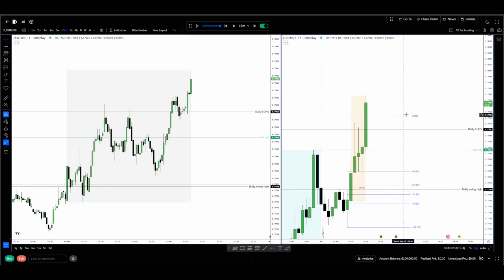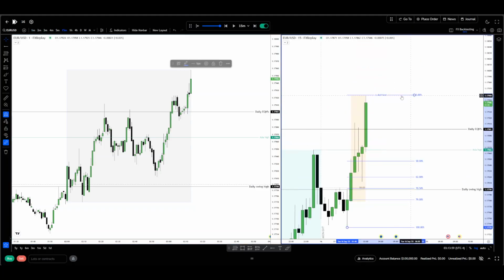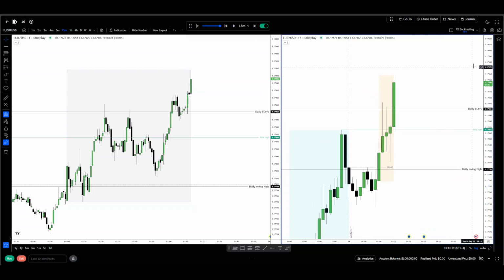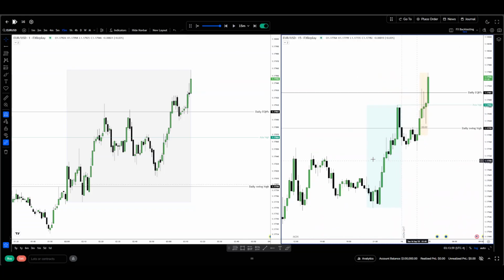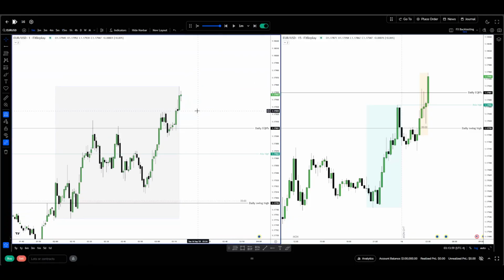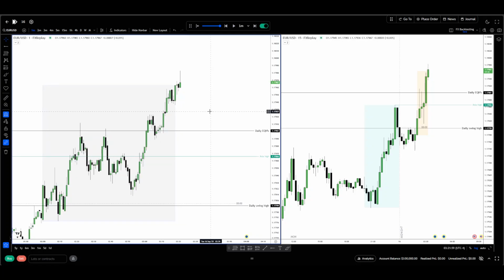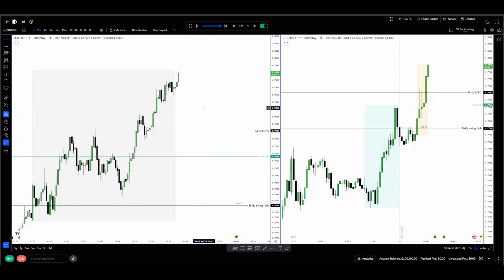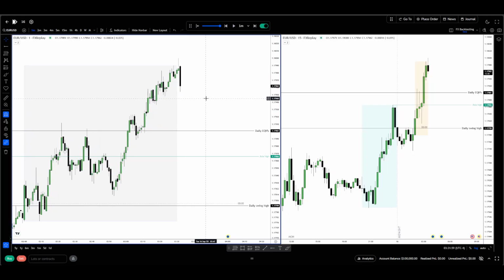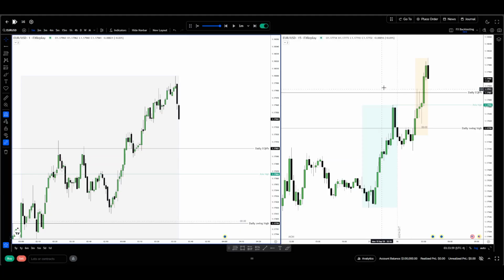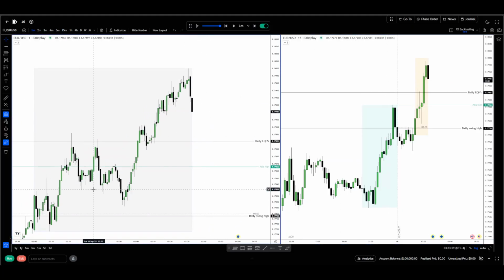Okay, I'm expansion and we're expanding. Okay, let's remove this one. Price seems to be in a hurry. There are not really any pullbacks. There is one, potentially. So now we have this low to this high.